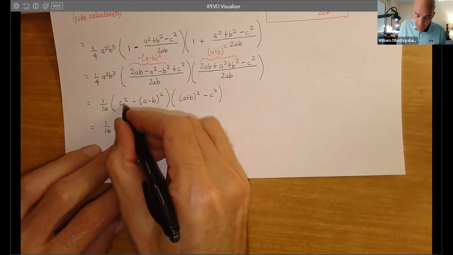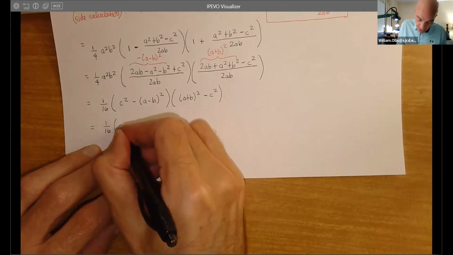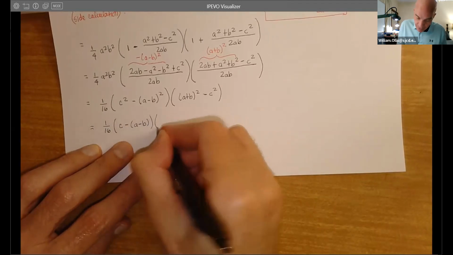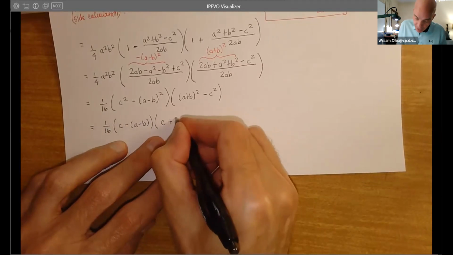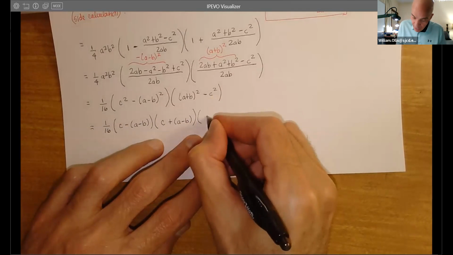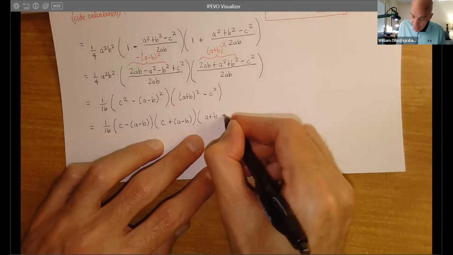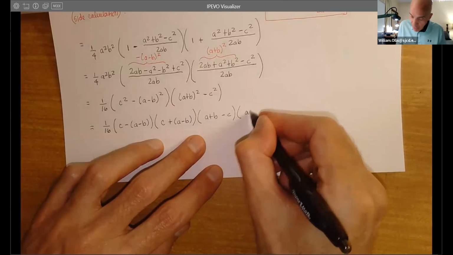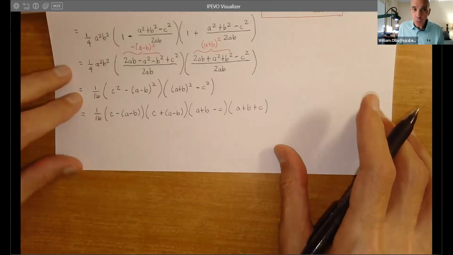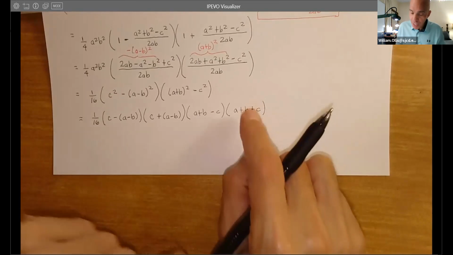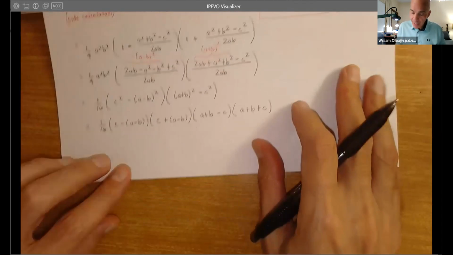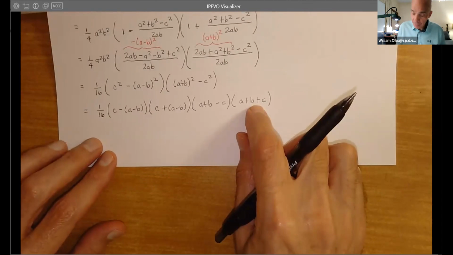So this will give us what? C minus a minus b, times c plus a minus b. Do the same here. This will be a plus b minus c times a plus b plus c. So now you're seeing why the semi-perimeter was basically defined, because we're seeing part of it right here. That is, there's the semi-perimeter, and we've got basically this here, it's times 2.